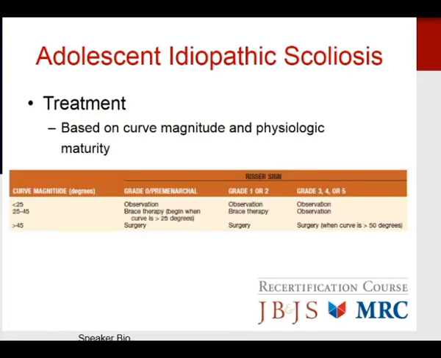Treatment for curves that are over 45 to 50 degrees is with instrumentation and fusion. This is because large natural history studies out of Iowa have demonstrated that curves greater than 45 to 50 degrees at skeletal maturity tend to progress during adulthood. Treatment for curves greater than 25 degrees in a skeletally immature child includes bracing.